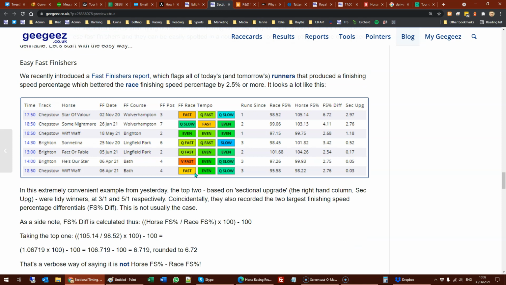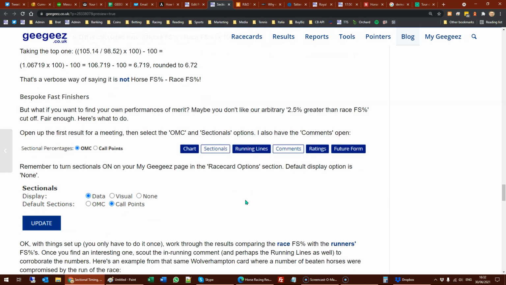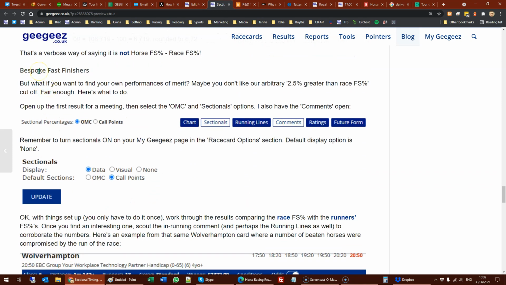Now, what we do on this report, we publish those fast finishers with a finishing speed percentage differential of 2.5% or more. But you might be interested in something different, a bespoke fast finisher.